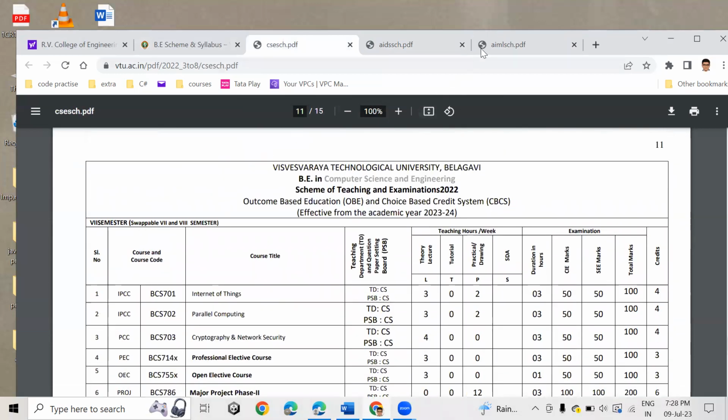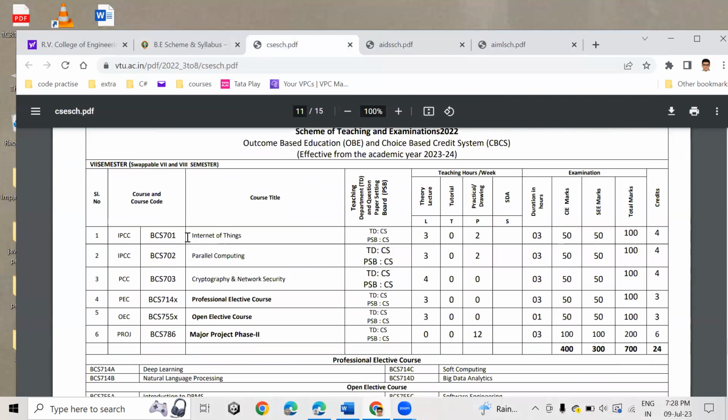So here you're getting the seventh semester. Here you have IoT, Internet of Things. Again, it'll tell you what the basics of IoT are, what the networks are, IPv6 configurations and all. Parallel computing will also be there. For example, you have one process, and how do you run it on two simultaneous systems. Cryptography, obviously.